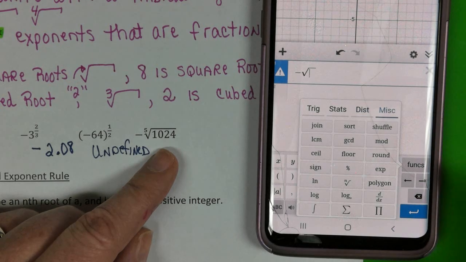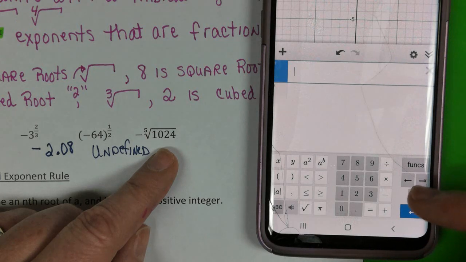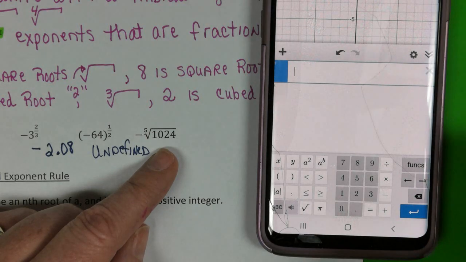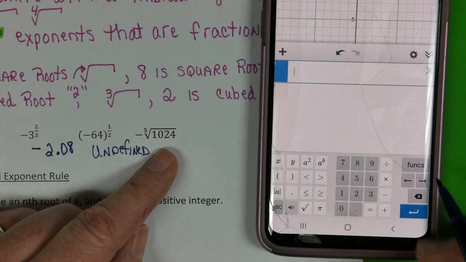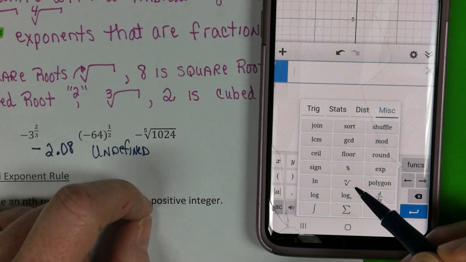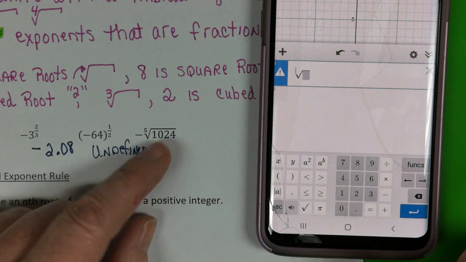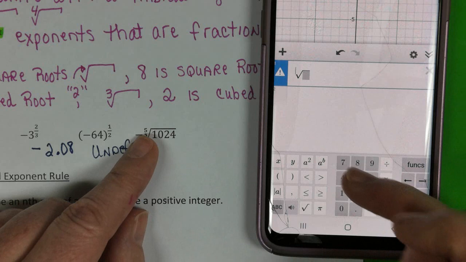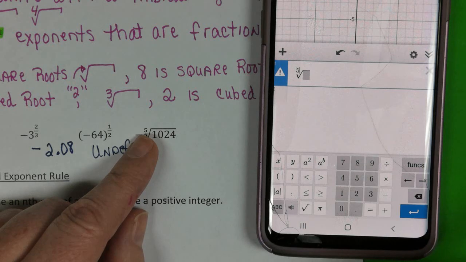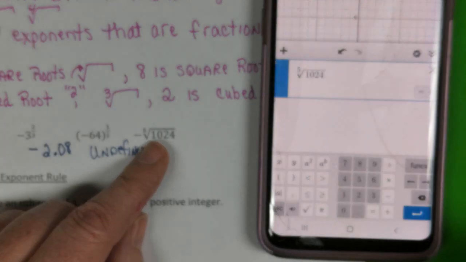Okay, so let me go back. On Desmos, I'm going to go to functions. See how this says functions? I'm going to go to functions, and you see this option right here where it's got an N? That's going to allow you to put that 5 in the little nook. Okay, and then I can type in 1024.